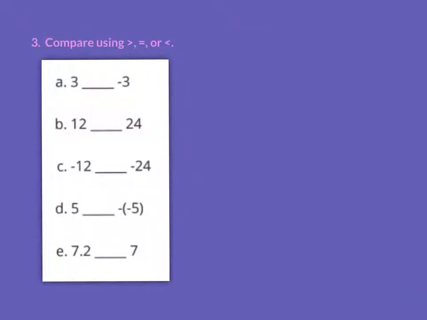Next, we have to compare each of these numbers that are given using the greater than, equal to, or less than symbols. Okay, and again, these should be fairly obvious, but just in case they're not, we're going to put these on number lines just to make it that much clearer for us. So I've got 3 and negative 3. So if I set this as 0, I would have negative 3 here and positive 3 here. So therefore, the one that's further to the left is always smaller than the one to the right, so therefore this is less than.